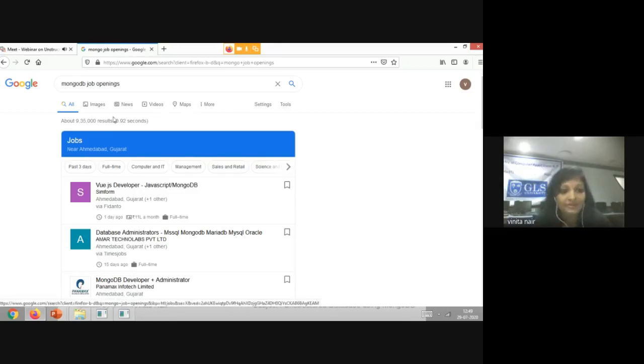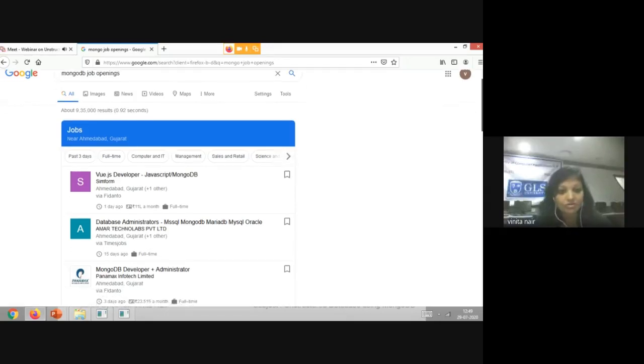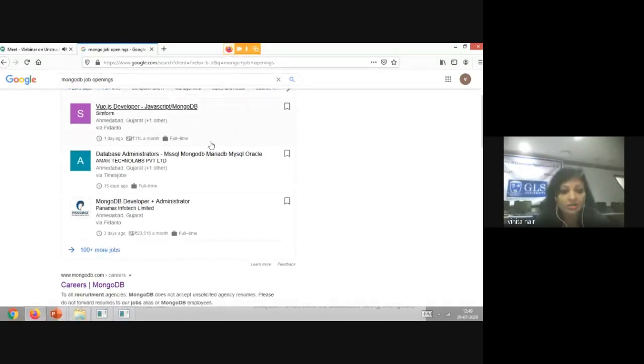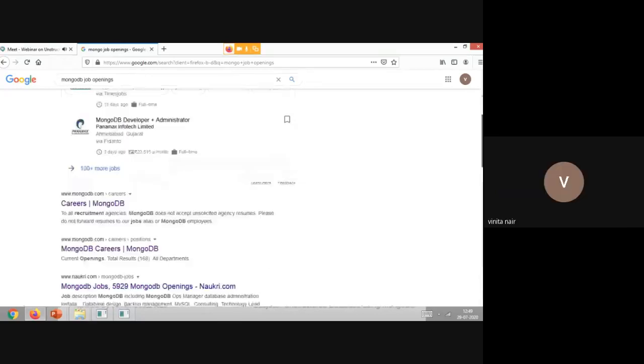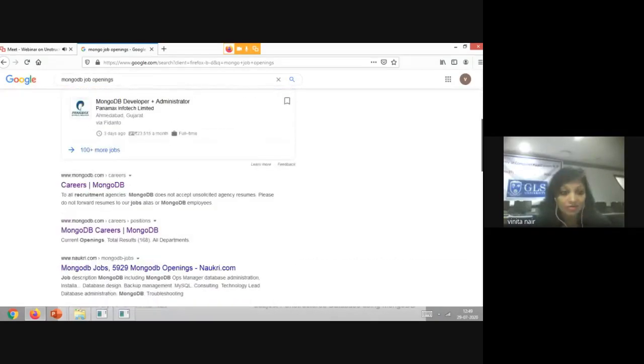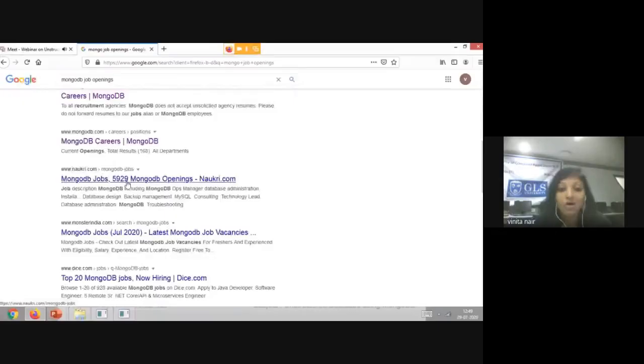See, Google is very smart. It is giving me job openings near my location. So you can see there are various jobs offered 1 day ago, 15 days ago, 3 days ago. So there are various jobs being posted on these portals for MongoDB itself. And you can also see there are 5929 MongoDB openings that Naukri.com has been providing. You can see the figure, that there is a very huge demand for this particular profile. And there are various profiles offered to a person who has worked in MongoDB.